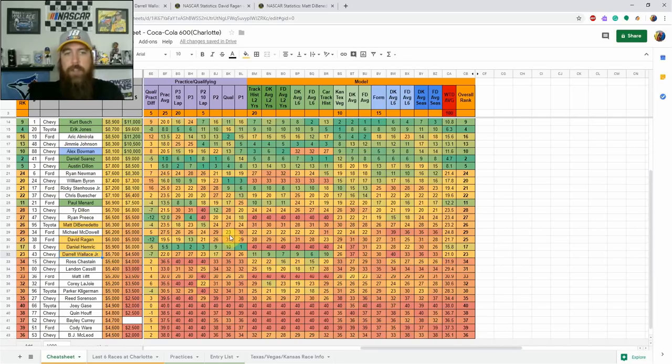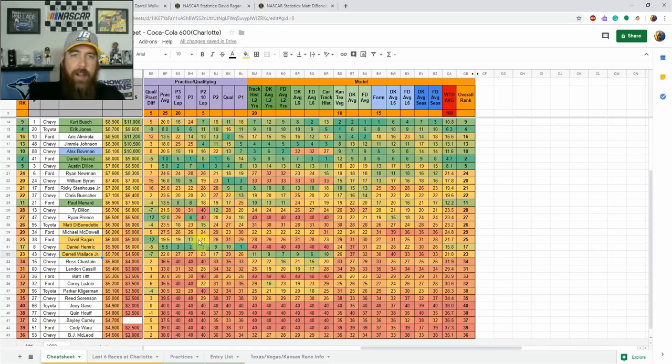David Ragan as well starting 31st. He showed top 20 speed as well. So I think he's maybe like a 15th to 23rd type car. So starting 31st, he makes a ton of sense as well. He's one that I would probably throw into my cash game lineups to get two of those higher end drivers, Denny Hamlin with teammate Truex, or up there with Kyle Busch as well.